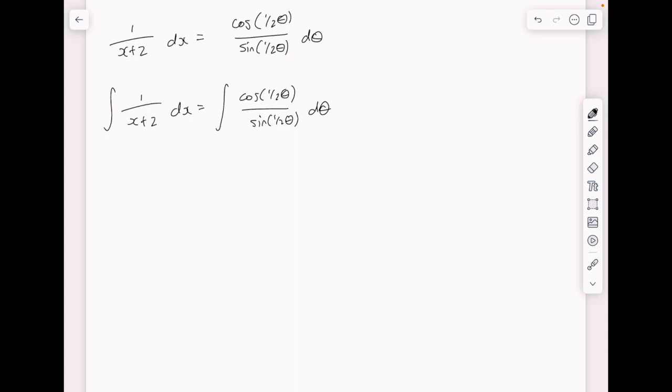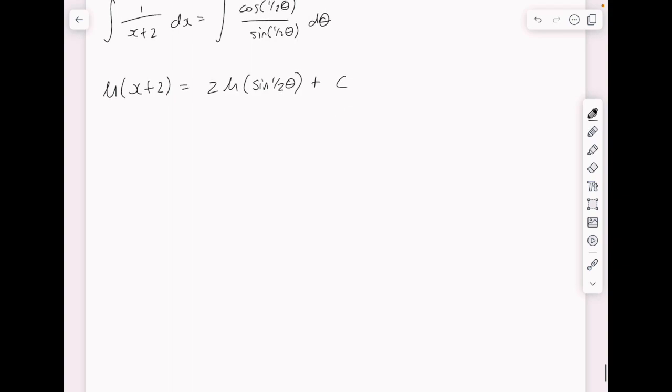So 1 over x plus 2 is pretty simple. It's just ln of x plus 2. And so this here is going to equal 2 ln sine half theta, and of course we're going to have c there. Now why do we put the 2? Because remember chain rule. We're going to divide by half.